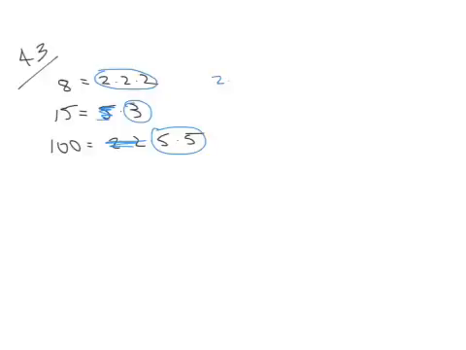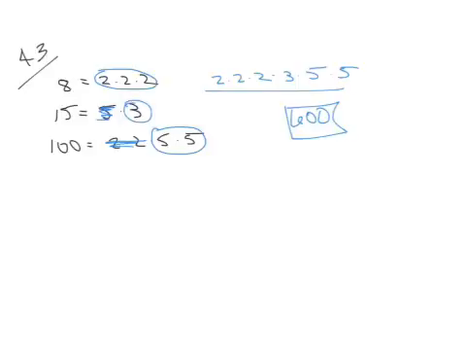So then I take 2 times 2 times 2 times 3 times 5 times 5. Multiply all those together, and that gives me 600. So that is the smallest number that 8, 15, and 100, all three of those go evenly into.